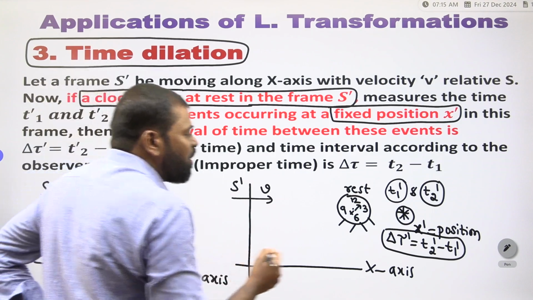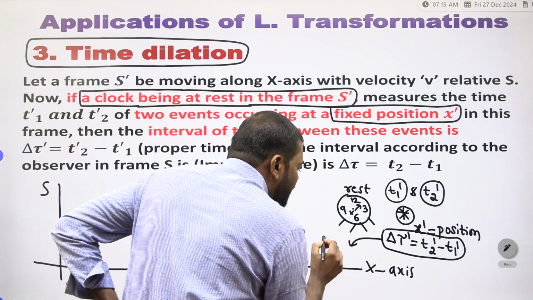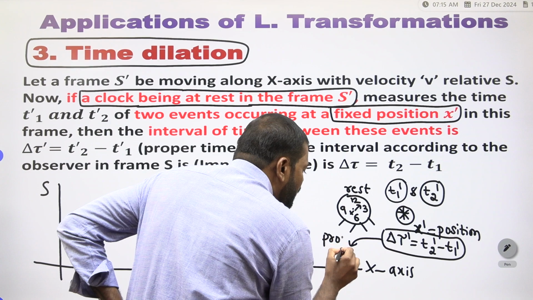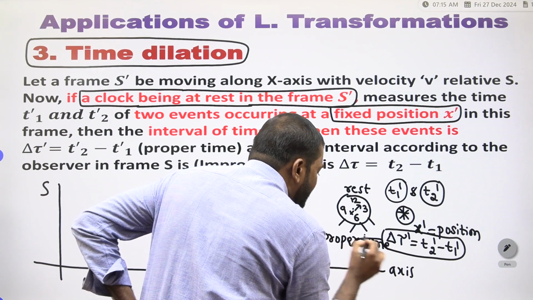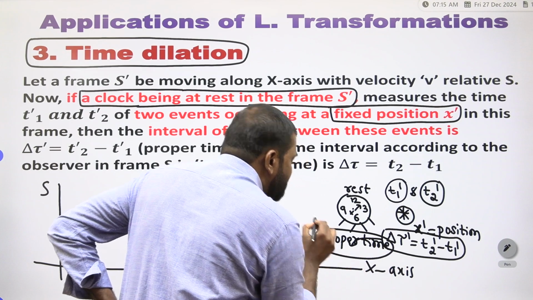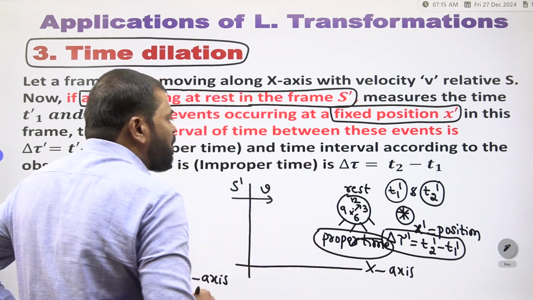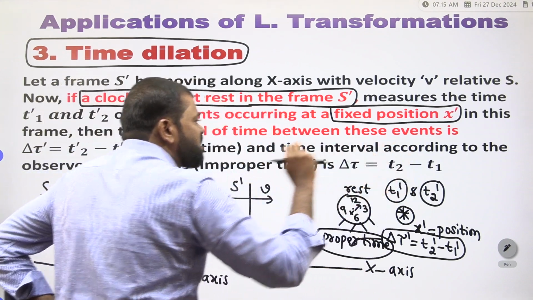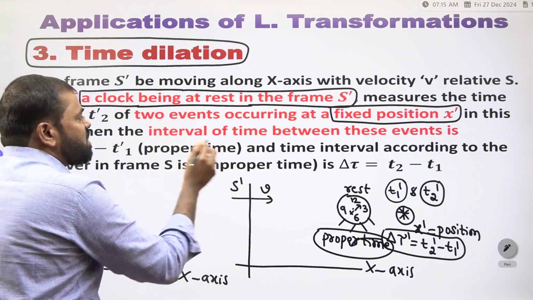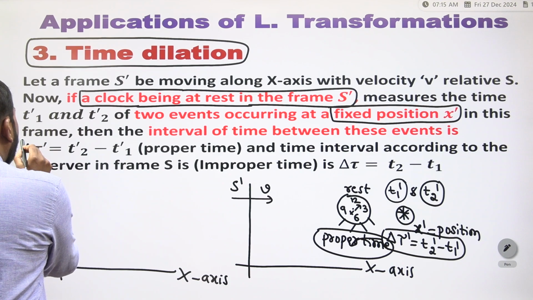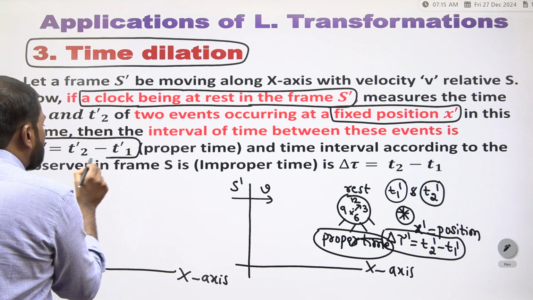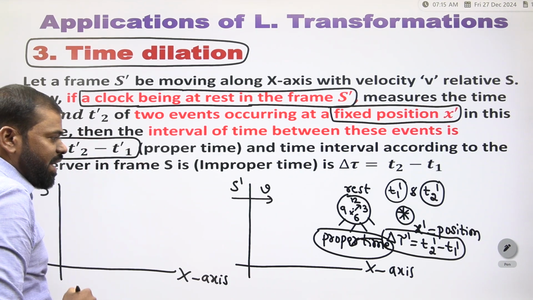This time we call the proper time. This is very important. What is the proper time? The time interval between the two events at a fixed position in the frame is called the proper time.